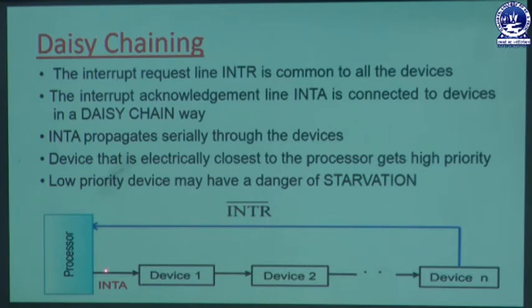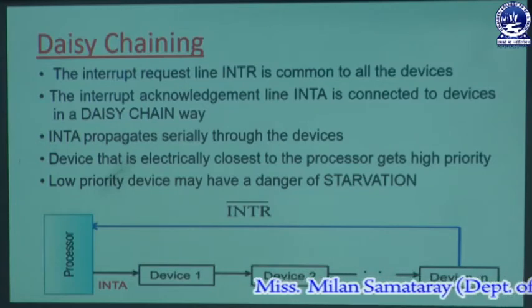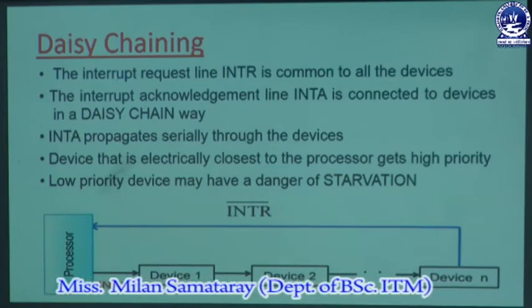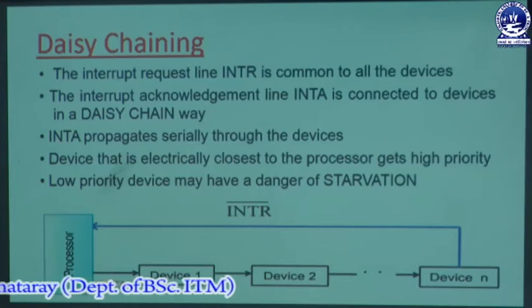After getting the request, the processor generates the interrupt acknowledgement signal, and when the processor generates that, at first device 1 will receive that acknowledgement signal. If device 1 has an interrupt of its own, then it will first send its interrupt to the processor, and then the processor solves its interrupt first.